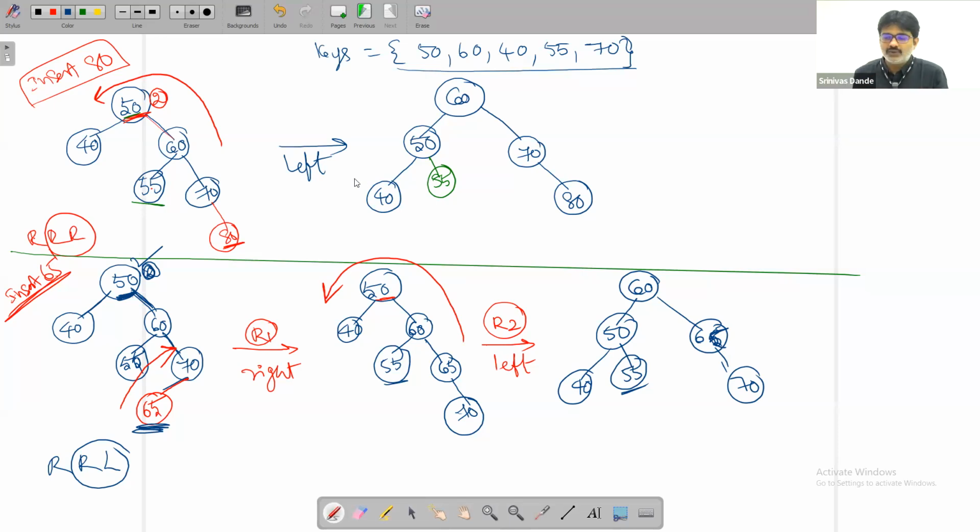Okay. So now what we will do? We'll take one last example, one set of data, where whenever I insert, it automatically causes different issues. So we do the rotations. We'll generate an AVL tree now. I'll take the data like this. My keys are like this.